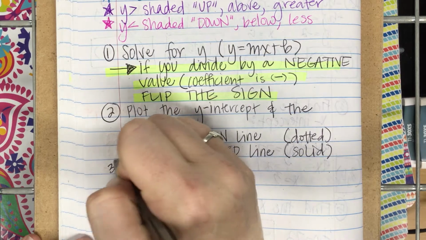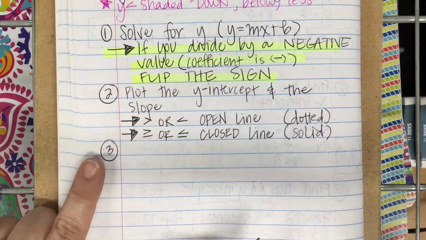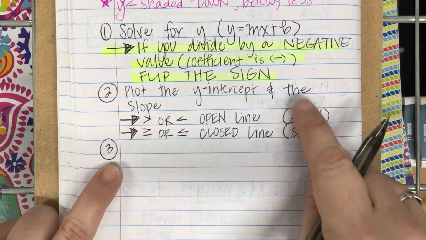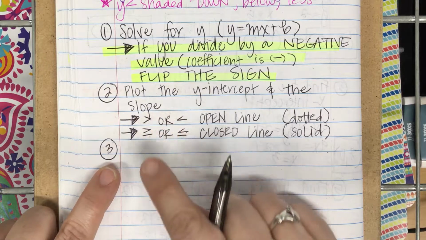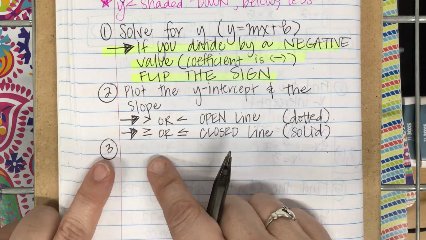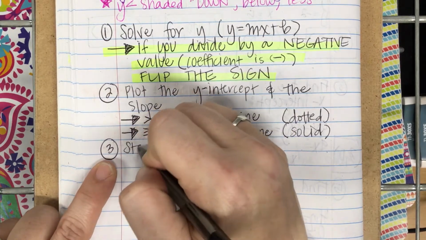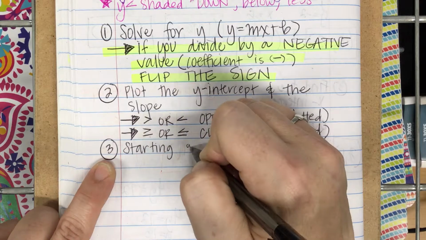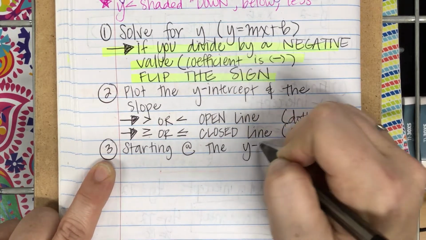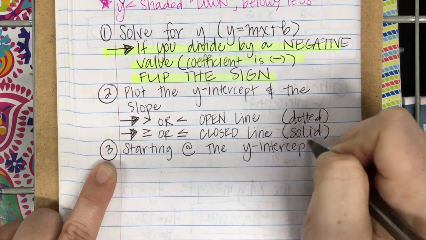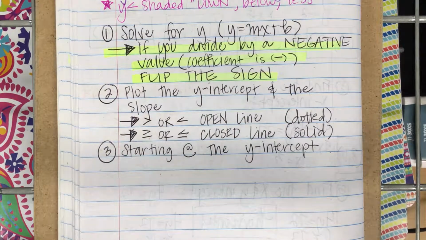And then this is the part that gets people every time. 3, right here. We can kind of see this because it's kind of similar. But 3 is the part where we get confused. So this is important. Starting at the y-intercept. So you find the y-intercept, whatever it is. You went up 5 and put your dot, and that's where you started to count your slope. Or you went down 3 and put your dot, and that's where you go to that y-intercept.